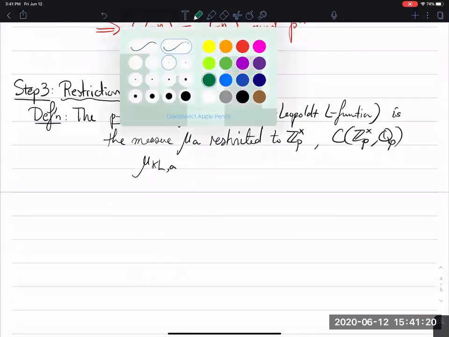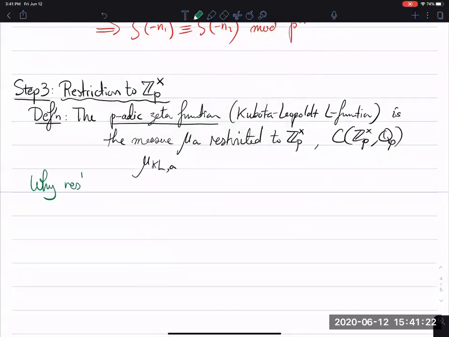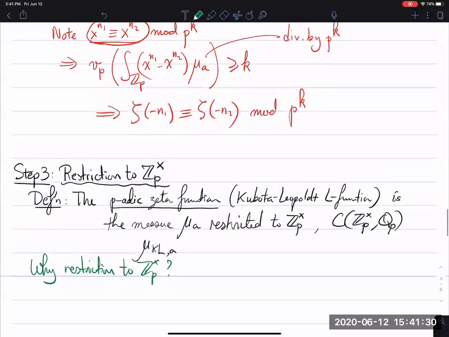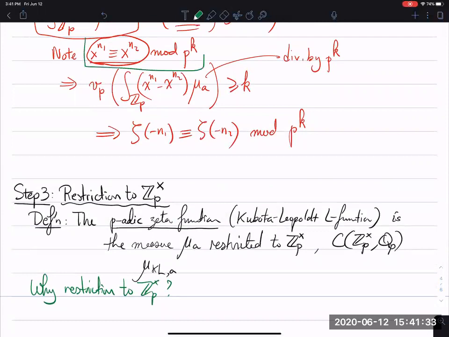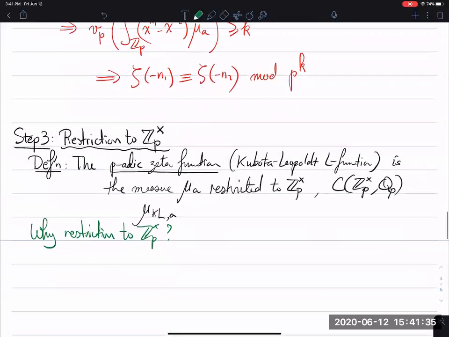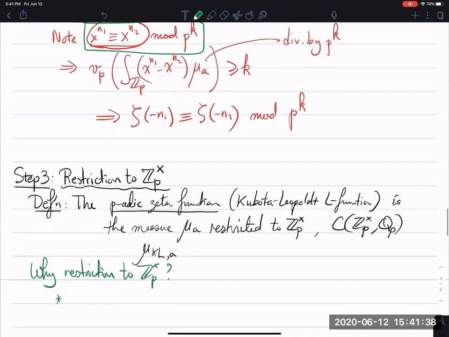So let me explain why restriction to Z_p cross. Maybe we already see a little bit of it here. Over here, I need some sort of congruence like this. This is one reason. Over Z_p cross, this is okay. But if p divides x, this is where I really need n1 and n2 to be both greater than or equal to k. But if you think about this, it's a little bit strange.